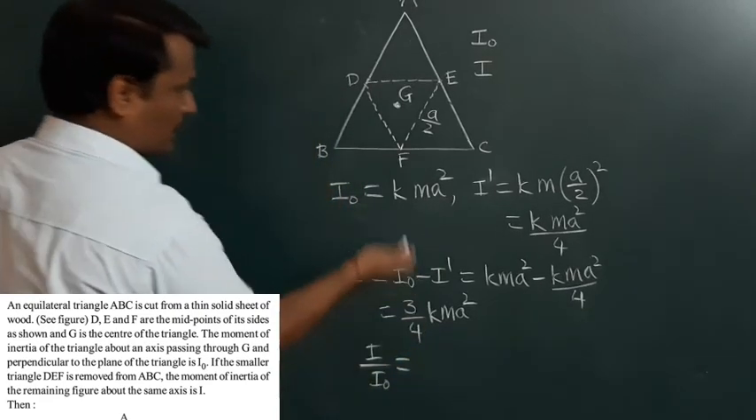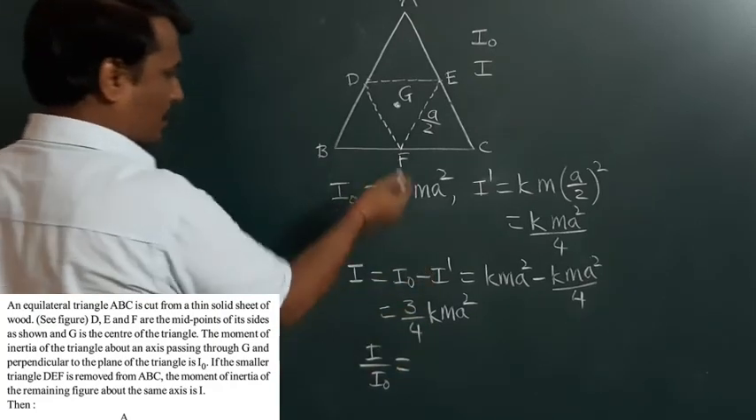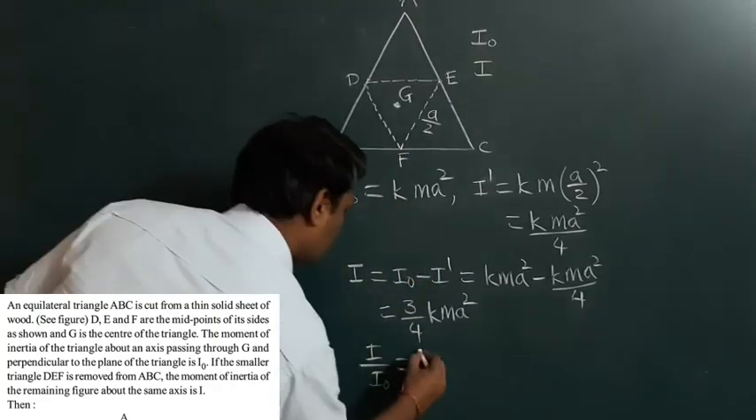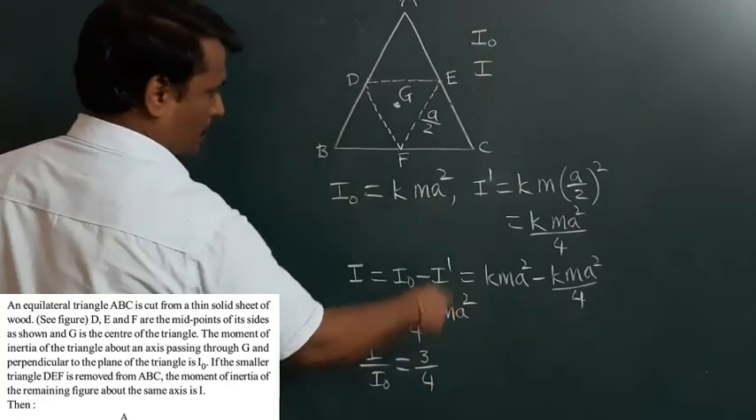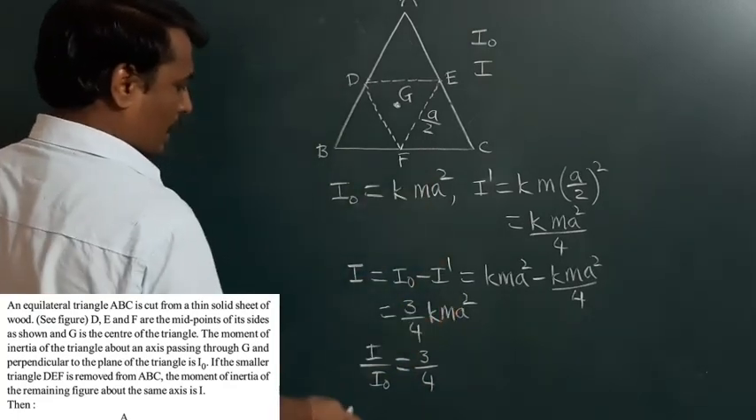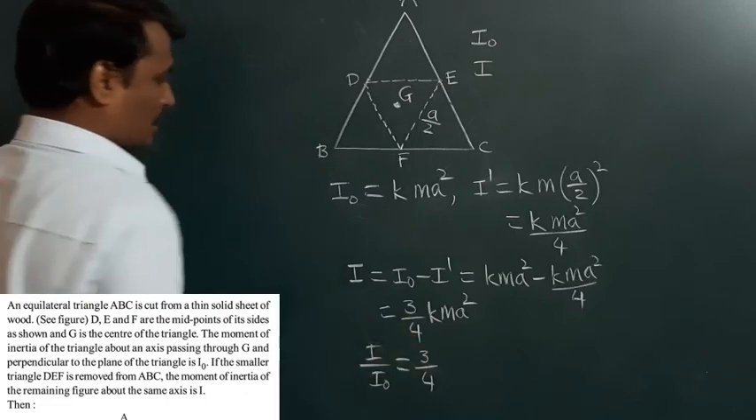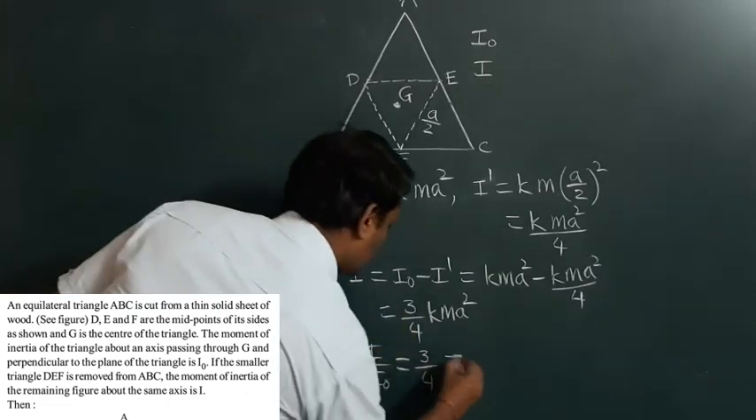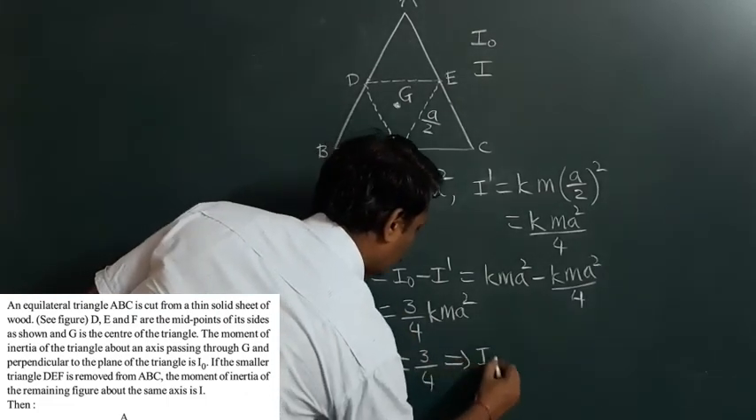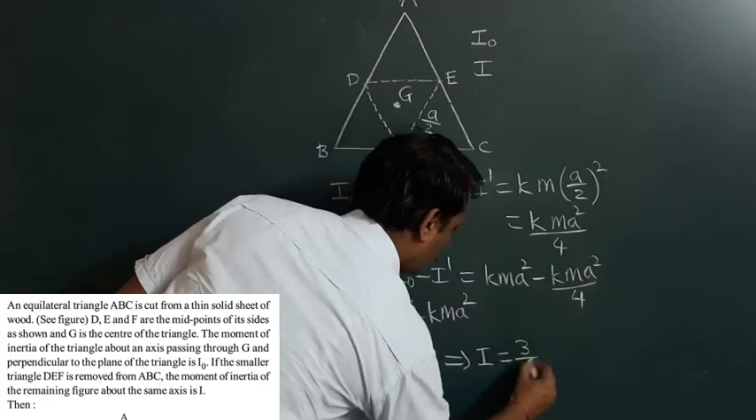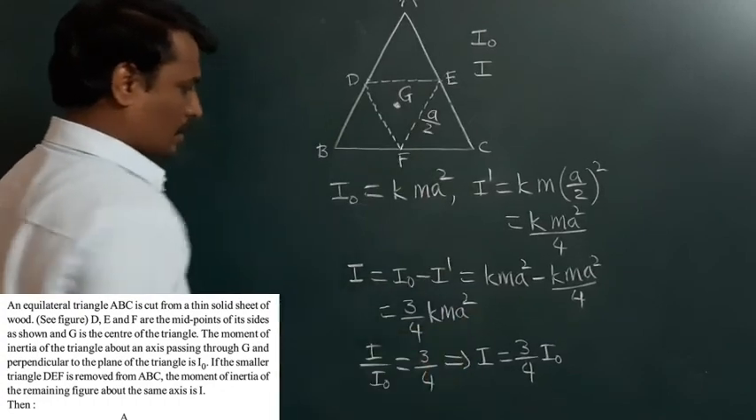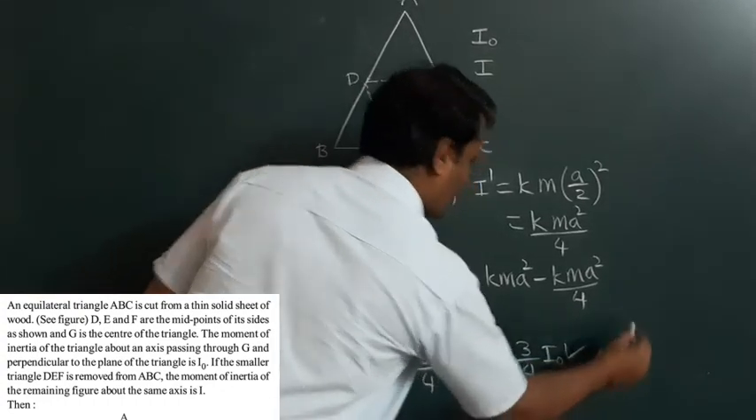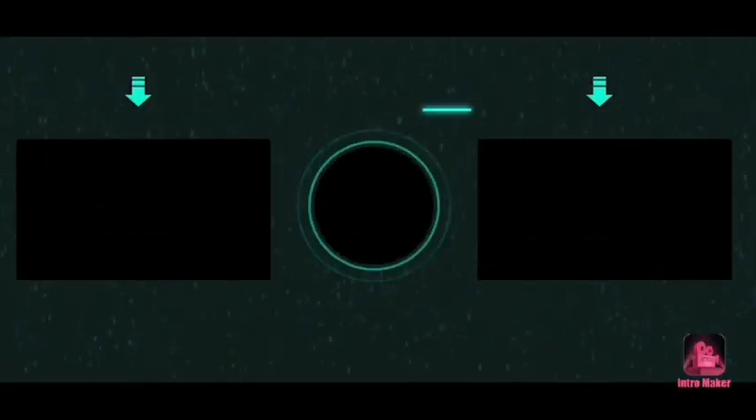Now I by I naught: you divide this by this. Here K m a square gets cancelled, and we get 3 by 4. So this implies I is equal to 3 by 4 I naught. This is the answer.